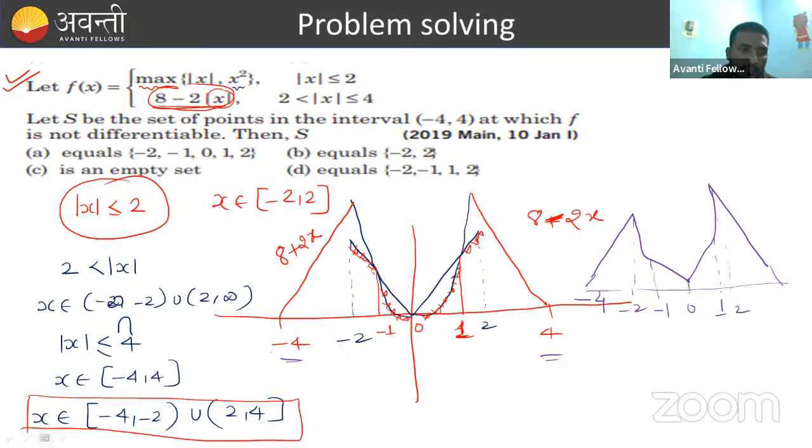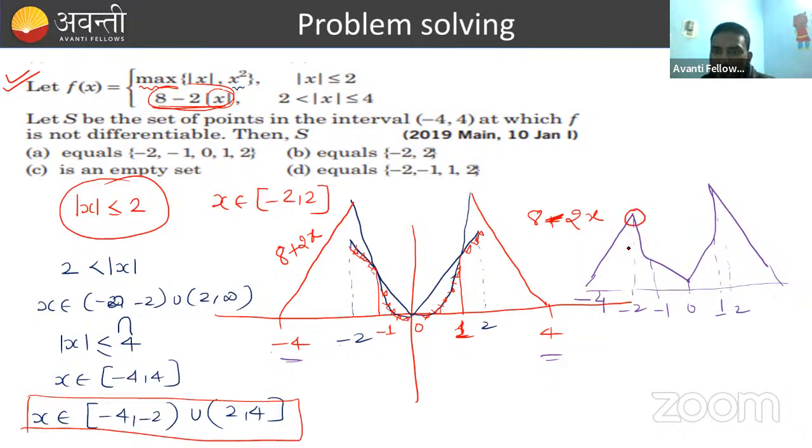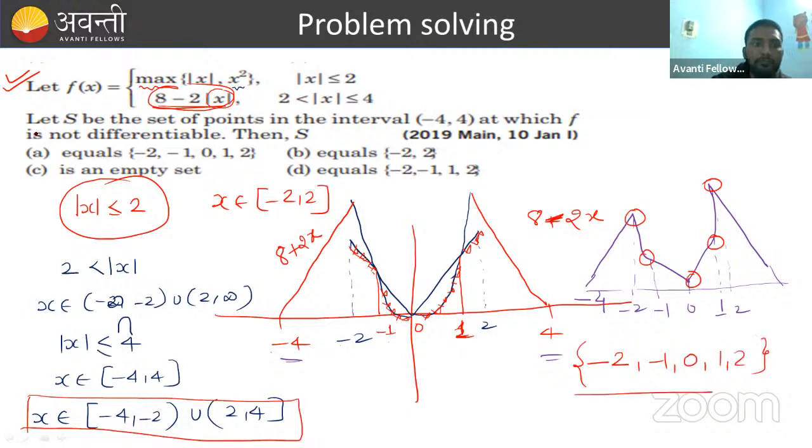So you can see here clearly, there are 5 points where there is a sharp turn. In the complete graph, there are 5 values. And what are those values? Minus 2, minus 1, 0, 1, and 2. So you can see where it is not differentiable: it equals minus 2, minus 1, 0, 1, and 2. So A will be your correct answer.